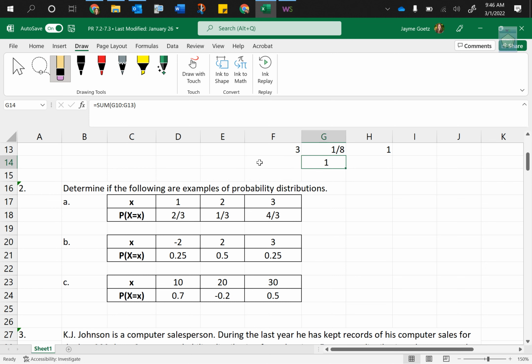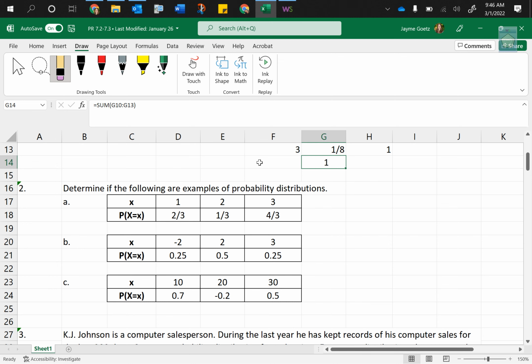Okay, now the next thing we're going to talk about is something that you are definitely going to see on your Hawks homework. Number 2 says, determine if the following are examples of probability distributions. So they're going to give you an example and say, can this be a probability distribution or not?